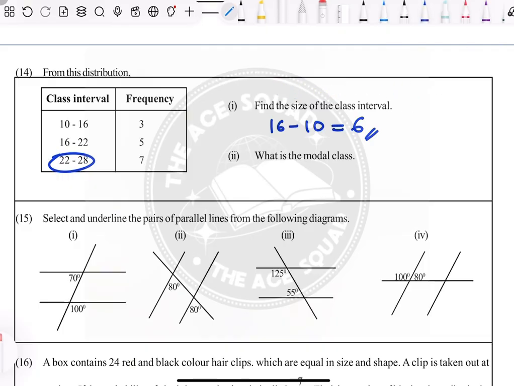Okay. So what is the modal class? Modal class is the class with the highest frequency. So out of 3, 5 and 7, highest frequency is 7. So the modal class is this, 22 to 28.